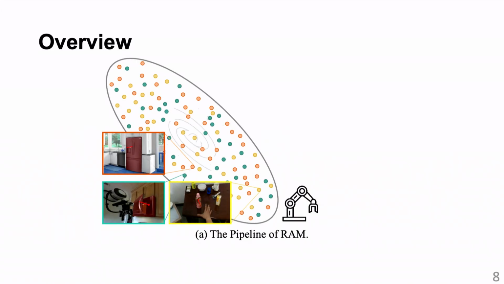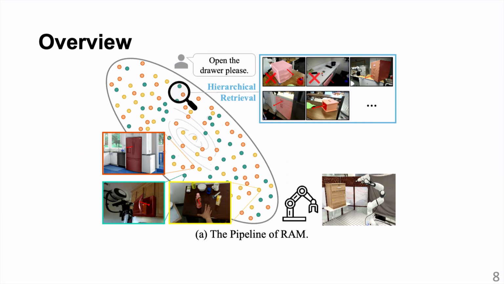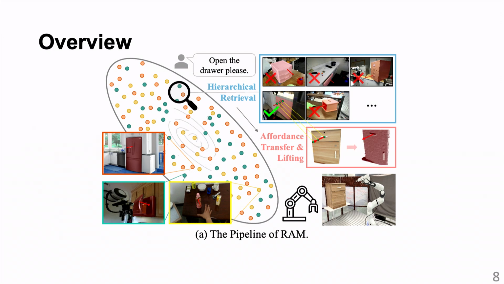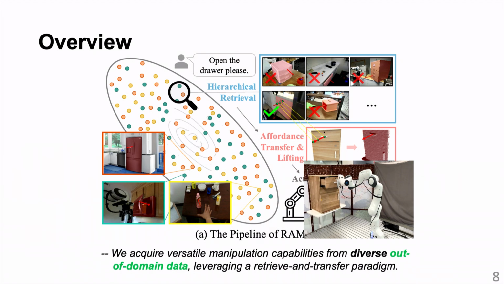Therefore, our framework can be overviewed like this. Given a language instruction and the RGBD observation, our RAM hierarchically retrieves the most similar demonstration from the affordance memory. Then RAM transfers this out-of-domain 2D affordance to our target domain and lifts it to 3D. This 3D affordance is directly executed by off-the-shelf grasp generators and motion planners. Then boom, the drawer is open. In this way, we can acquire versatile manipulation capabilities from diverse out-of-domain data, leveraging a retrieve and transfer paradigm.